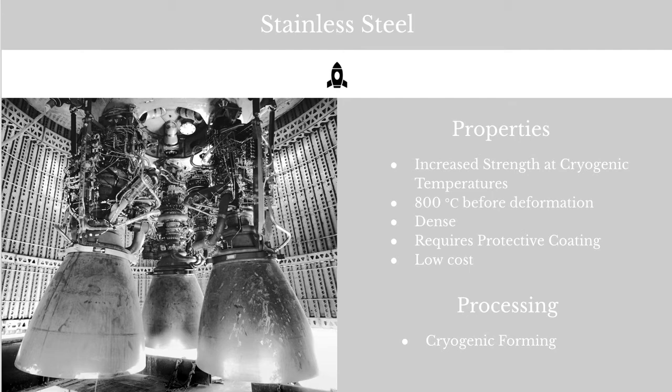Stainless steel can be used as a regenerative heat shield by being actively cooled by a liquid due to being able to sustain high temperatures. It is about $3 per kilogram, making it very cost efficient.